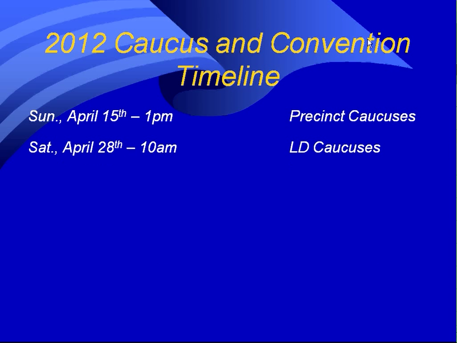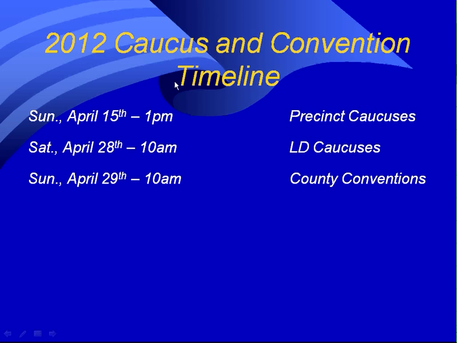Now the second tier of the process, there are 2 parts to it, are the legislative district caucuses and the county conventions. So as I said, the precinct caucuses were electing about 26,000 delegates, and those 26,000 delegates are going to be delegates to the next tier of the process, which are the legislative district caucuses and the county conventions. And these are taking place 2 weeks later on the weekend of Saturday, April 28th and 29th.